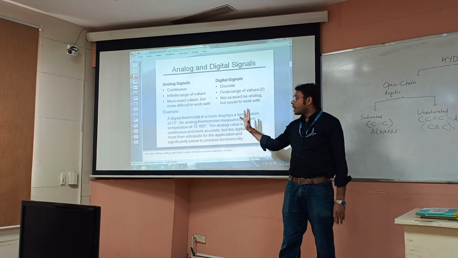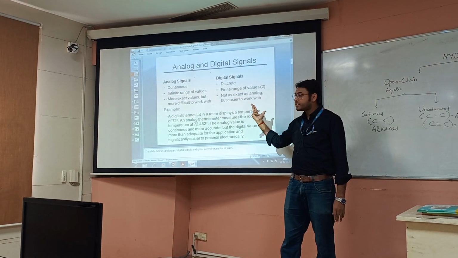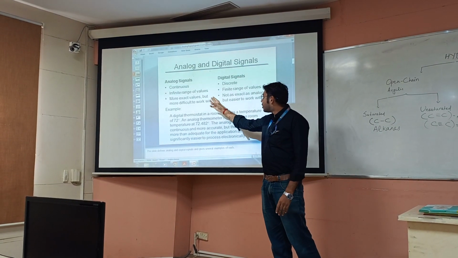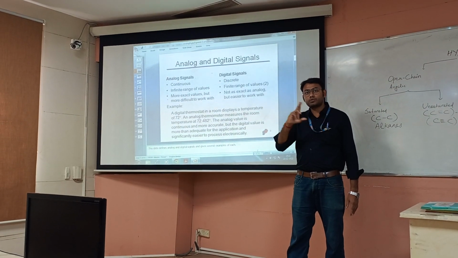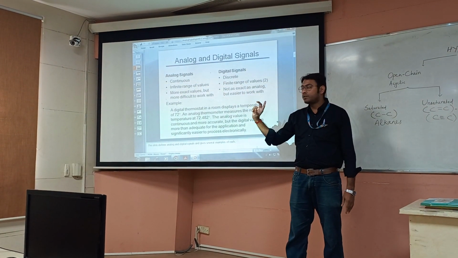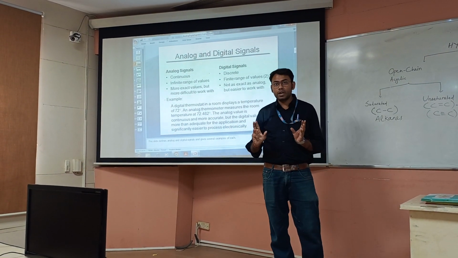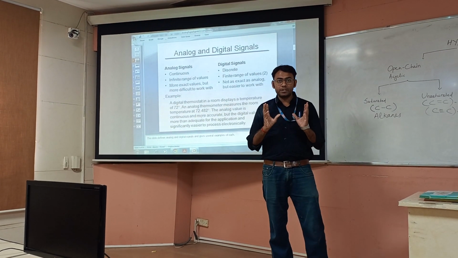As you can see, analog signals are continuous waveforms. They are continuous in nature, whereas digital signals are in the form of discrete values. Analog signals have an infinite range of values, it can be from 0 to -1 to some infinity. Whereas digital signals have a finite range of values, like 0 to 5 or 5 to 10, some kind of limits are there.